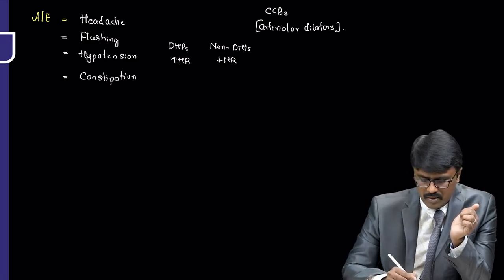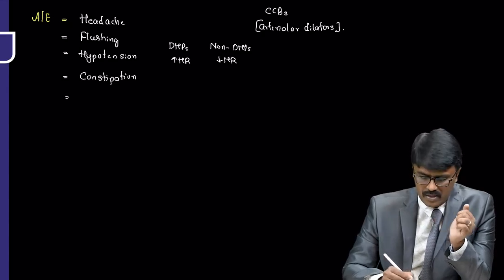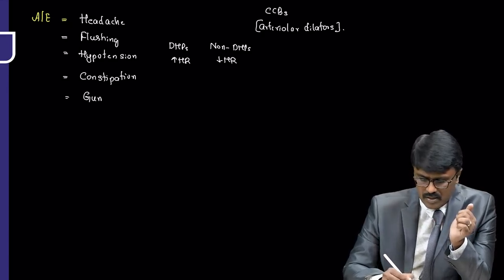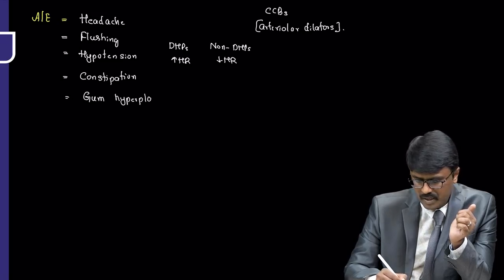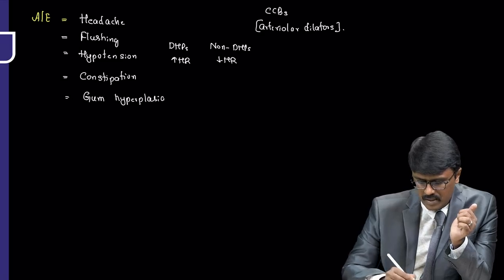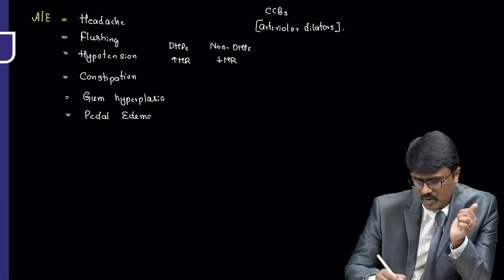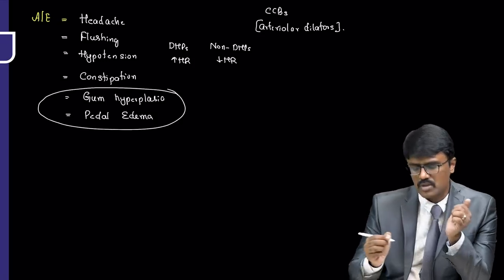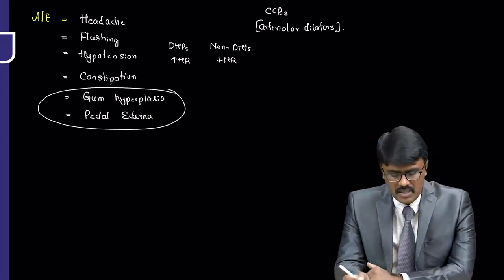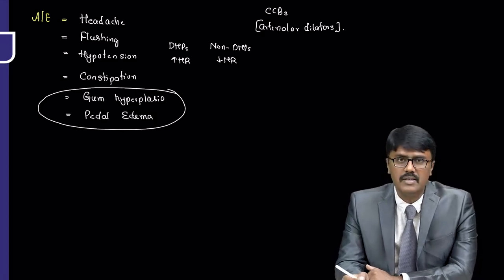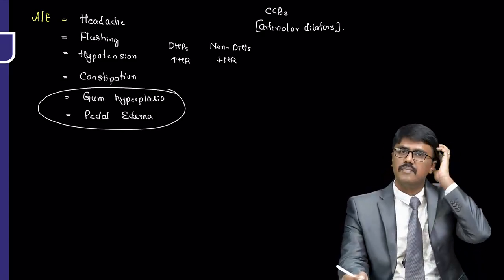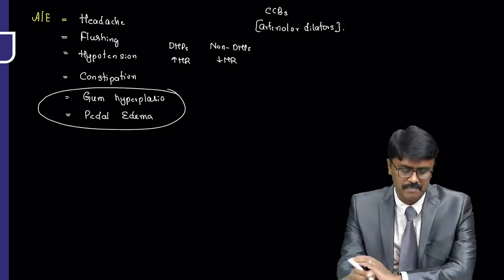But one problem with them is very, very important. They can produce gum hyperplasia. And the second one is they can produce pedal edema. So these are the two important image-based questions they can ask in the exam. Which antihypertensives can produce gum hyperplasia and pedal edema? They are nothing but the calcium channel blockers.